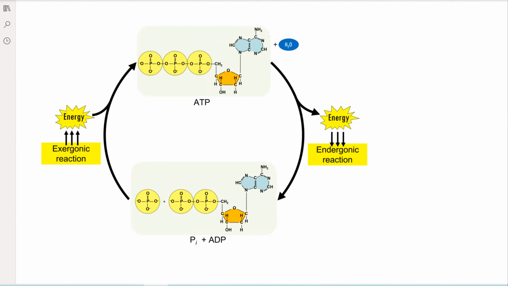So in your bio classes, you probably learned about ATP and ADP. Hopefully, now that you've immersed yourself in some organic chemistry a little bit, these structures and what they look like are not as foreign, and that'll give you a better understanding of how everything works.